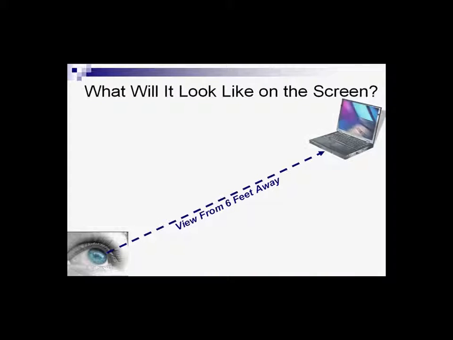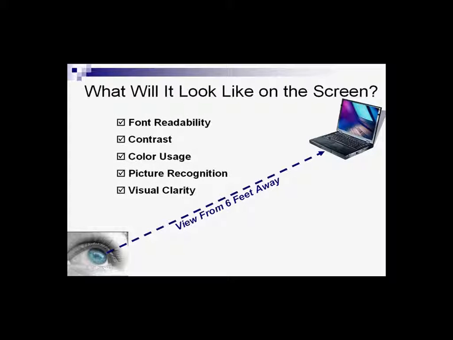It's important to know what your presentation will look like on the big screen. In order to simulate this, simply walk 6 feet away from your screen. You can then examine font readability, contrast, color usage, picture recognition, and overall visual clarity. This technique allows you to make adjustments prior to the big show.